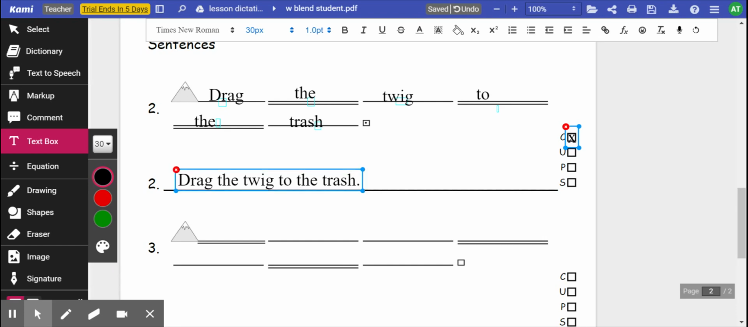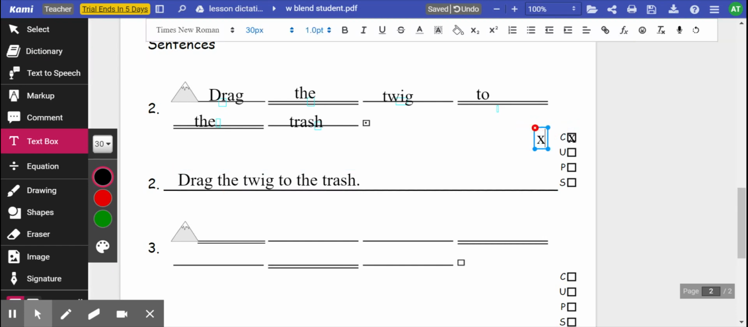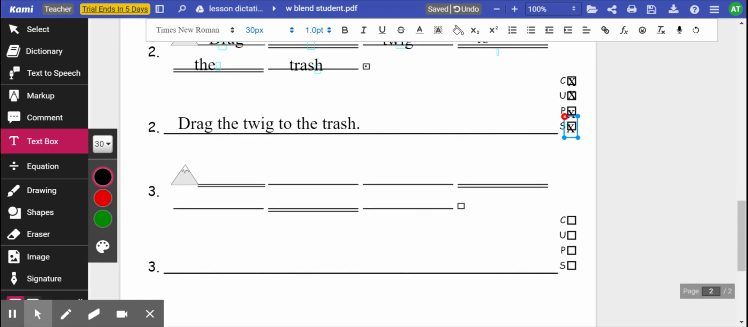Understanding. Drag the twig to the trash. Actually, twigs are pretty light to carry, so you don't really need to drag it. Okay, understanding. Punctuation. Is there a period at the end? Good. Spelling. Drag the twig to the trash. Are all the words spelled correctly, especially to, T-O, to? Good.